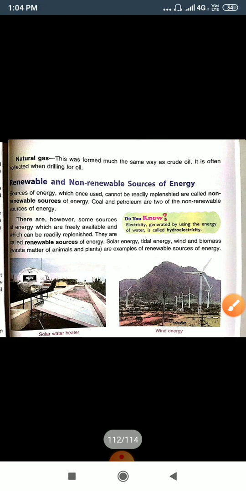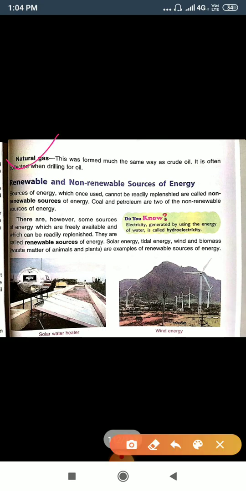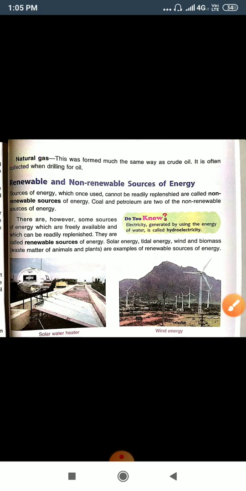Now number three is natural gas. This was formed much the same way as crude oil. Like crude oil is formed, like that natural gas formed, and it is often collected when drilling for oil. When we take oil out from inside, then you collect the natural gas. Okay, so you have to learn three main fossil fuels. One is coal, second is crude oil, and third is natural gas.